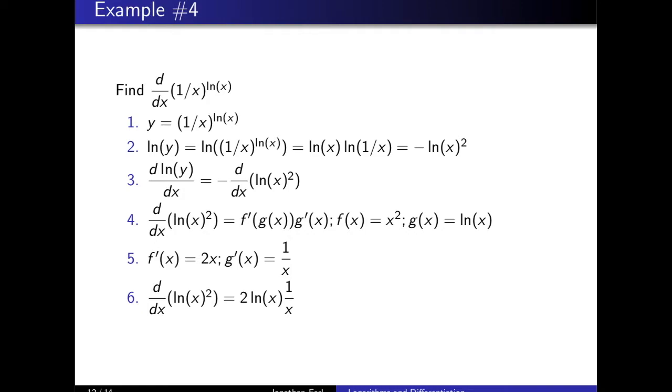Okay, next example. We'll find the derivative of 1 over x raised to the power of natural logarithm of x. When we do the same steps as before, we'll take y to be this expression, take natural logarithm of both sides, and when we simplify things a little bit, we get that the natural logarithm of y is minus the natural logarithm of x squared.